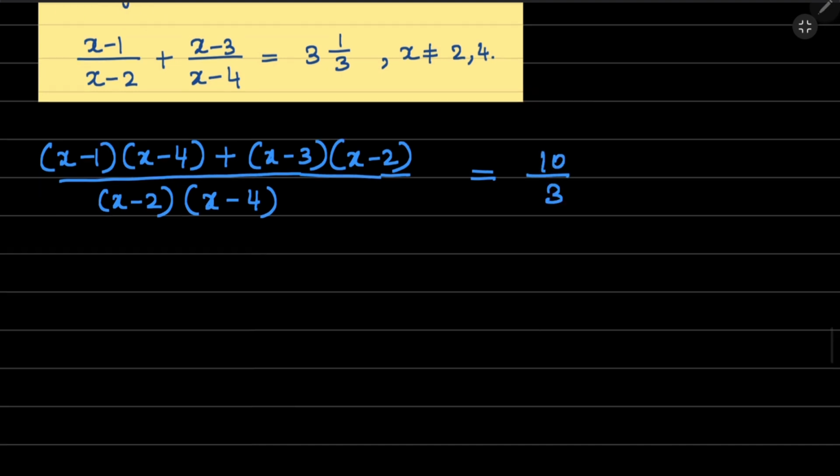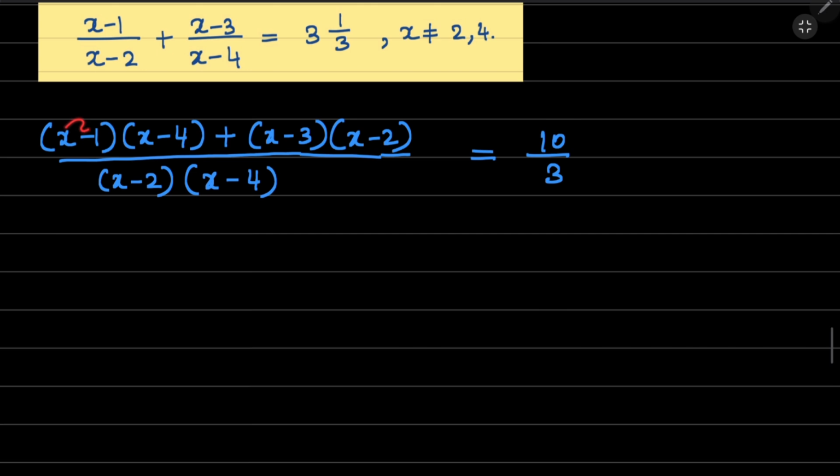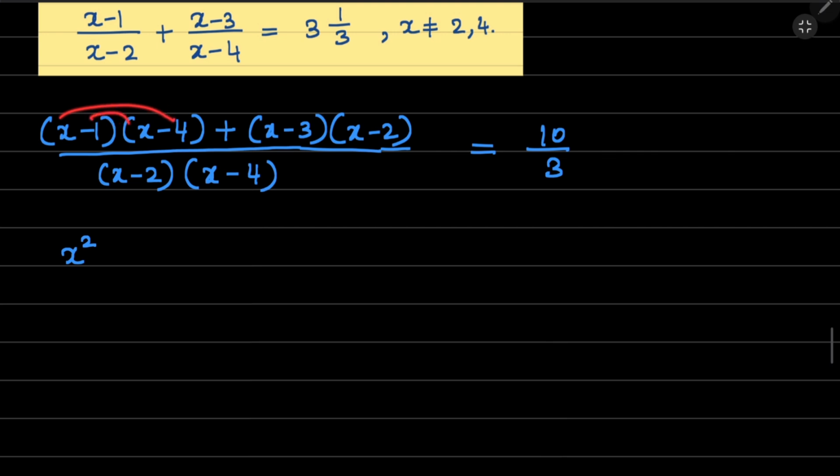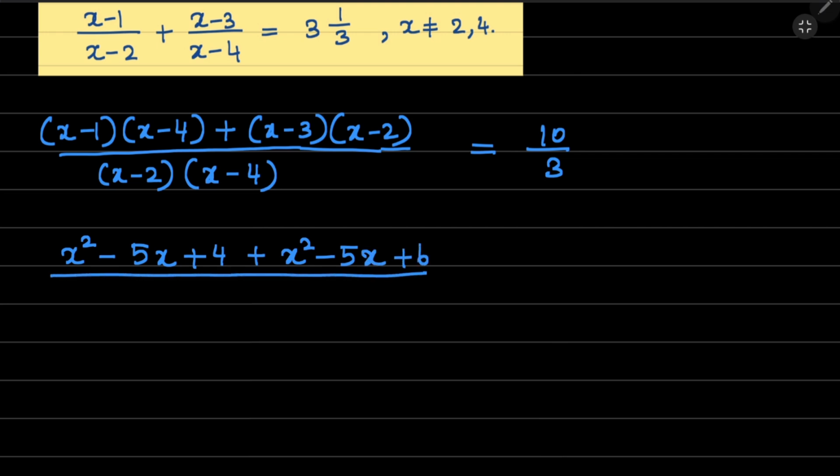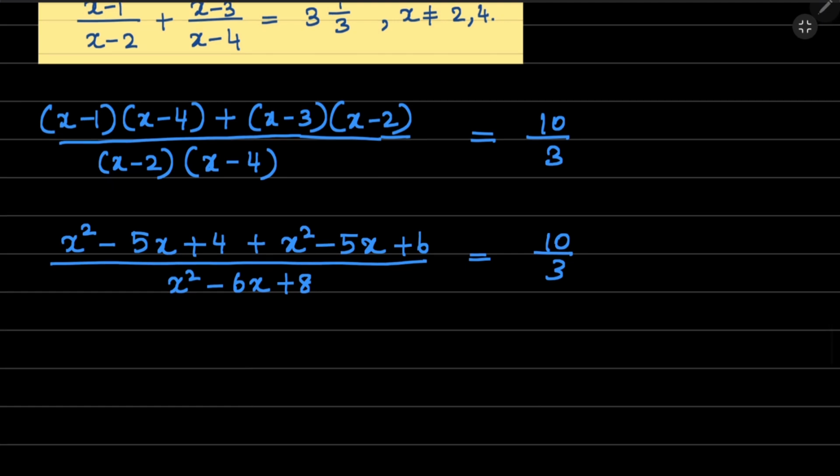Now you have to multiply each one of them. So this is x square, and then minus 4x minus 1x is minus 5x, and then minus 1 into minus 4 is plus 4. Plus x square minus 3 minus 2 minus 5x plus 6, whole divided by the denominator. What will you get? x square minus 6x plus 8 equal to 10 by 3.